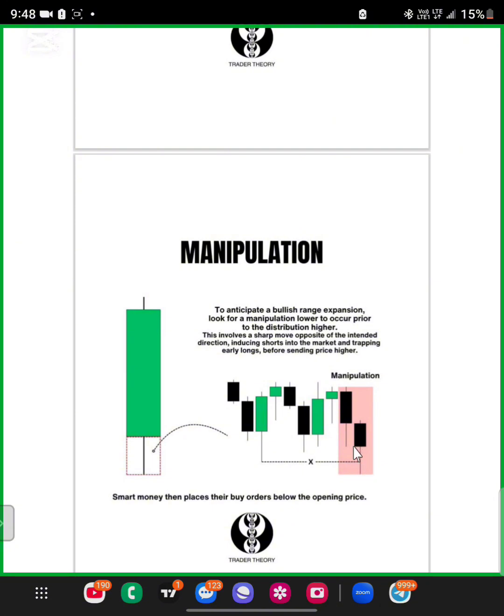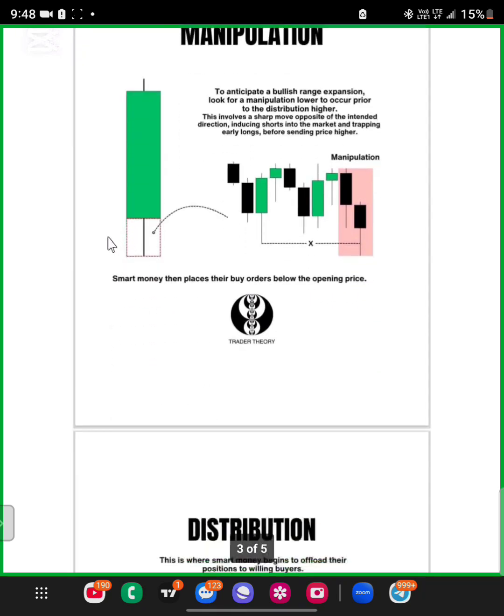Once there is a closure of the what? Manipulation here, then you can enter for a buy. Then your stop loss below here. That's when smart money takes a trade, if you're an SMC trader.